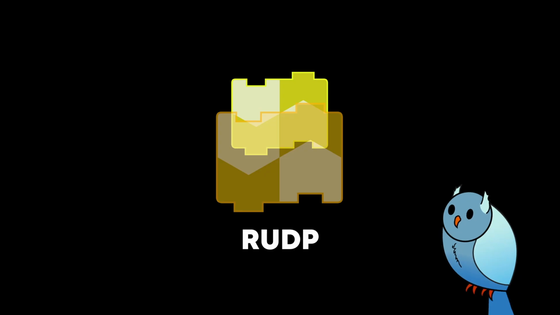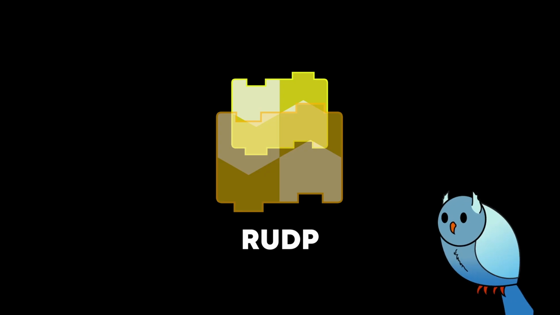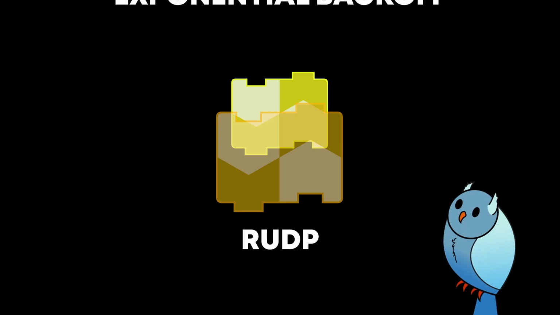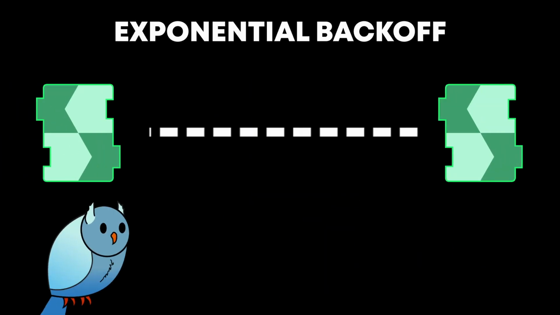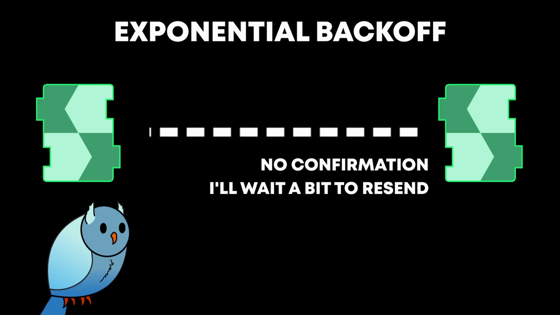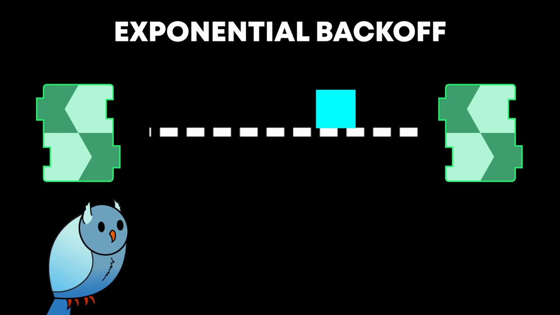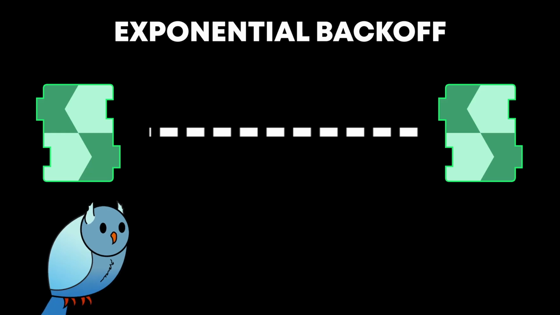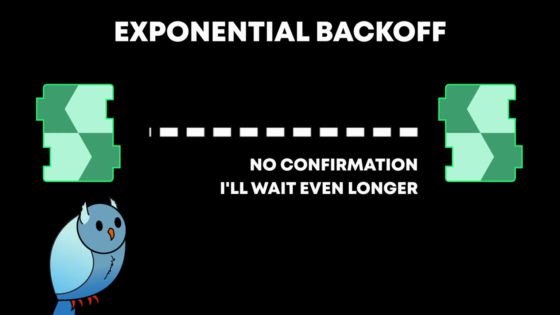In practice, RUDP is basically just remaking TCP, but ignoring parts of the protocol that make it slow, particularly exponential backoff. The idea is that with each failed send attempt, the sender should wait some time, assuming the internet connection needs to recover. With each failed send, this time doubles. RUDP can just skip this step and perform resends immediately.